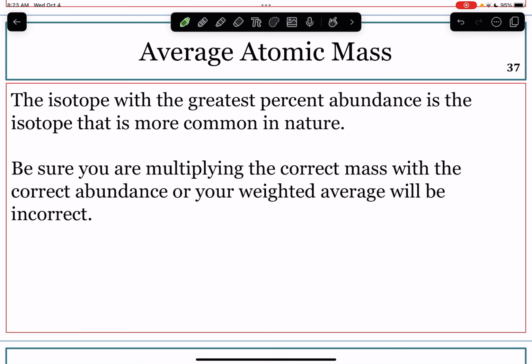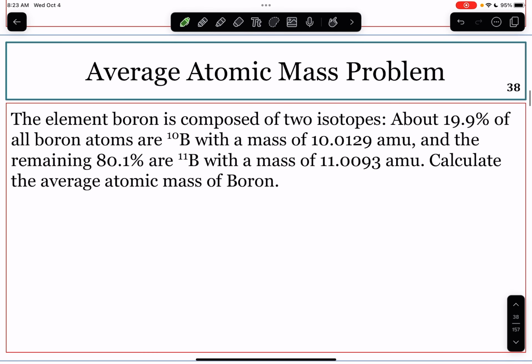Therefore, make sure you are multiplying the correct mass with the correct abundance, or your weighted average will be incorrect. So here's a sample problem. The element boron is composed of 2 isotopes. About 19.9% of all boron atoms are B10 with a mass of 10.0129 AMU, and the remaining 80.1% are B11 with a mass of 11.0093 AMU. Calculate the average atomic mass of boron.